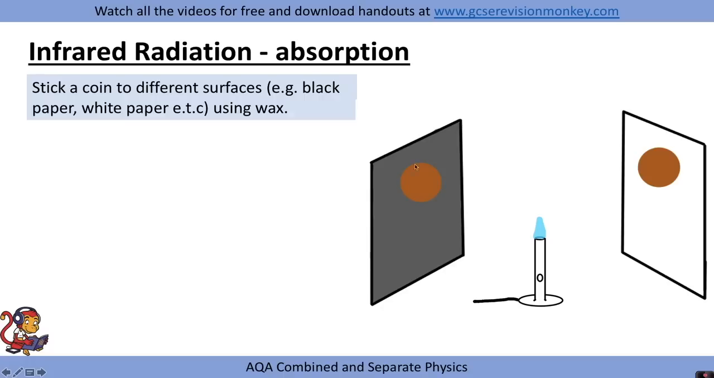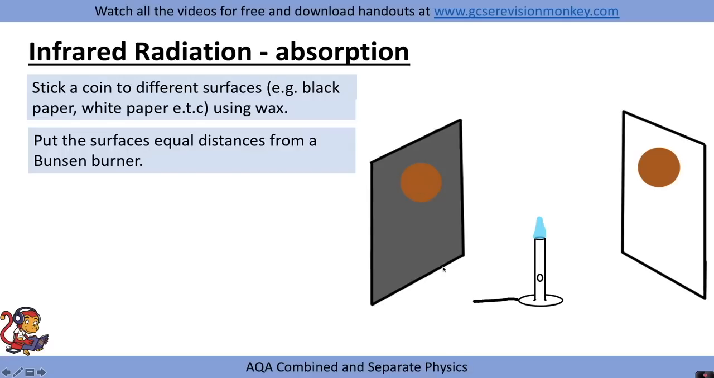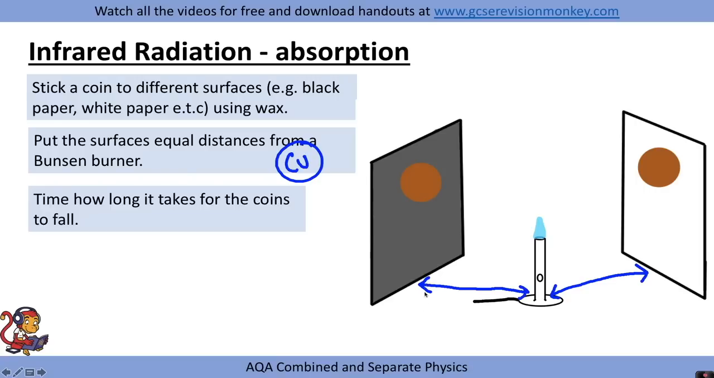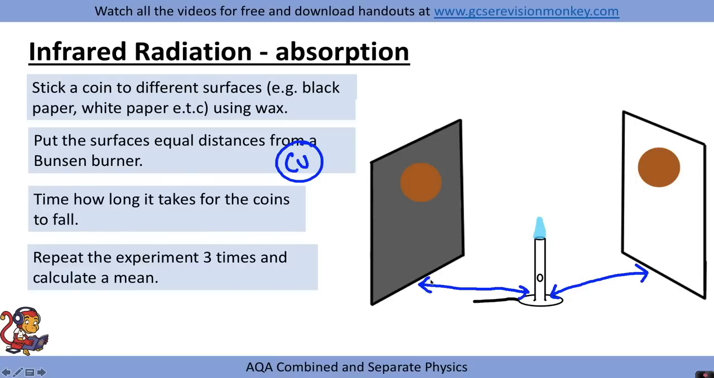this practical you would stick something metal like a coin to different surfaces, for example black paper and white paper, using wax. You would then put the surfaces equal distance from a Bunsen burner, so you'd measure with a ruler to make sure that they were exactly the same distance away, and this would be our control variable, the distance between the Bunsen burner and the material. And you would time how long it takes for the coins to fall. And then you'd repeat the experiment 3 times and calculate a mean.